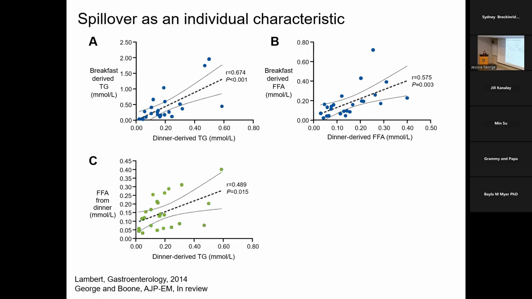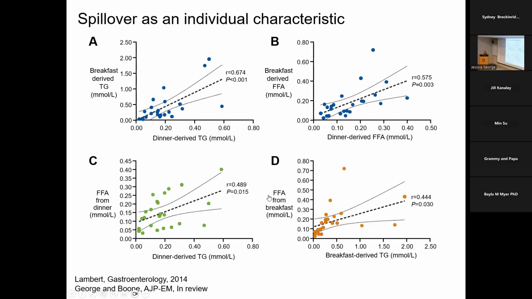We also found that subjects who had the greatest dinner TG were those who had the highest dinner spillover. We found the same relationship following breakfast. This supports the concept that spillover of FFA may be driven by the availability of the precursor, or the chylomicrons carrying dietary TG.